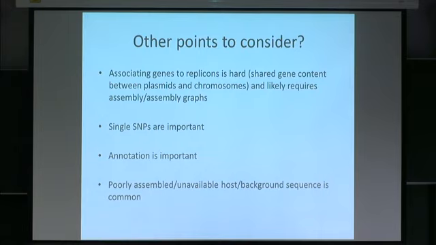Associating genes to replicons is hard and likely requires assembly and assembly graphs. SNPs are often important, adaptation is important, and poorly assembled or unavailable host background sequences are common, so detection methods may have to account for that to get rid of the noise, so to speak, and focus on the signal.